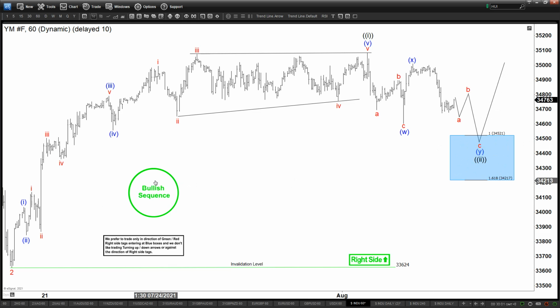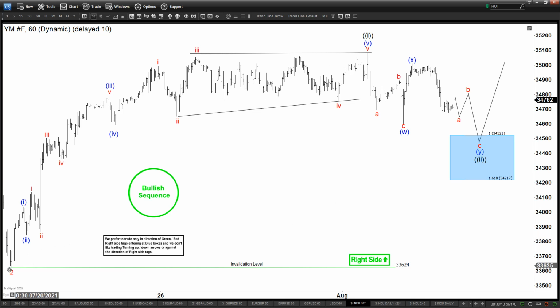You can see a bullish sequence stem, right side green stem. That means technically the index remains bullish, right? And at present bullish against this 33,624. This is the bullish pivot here.